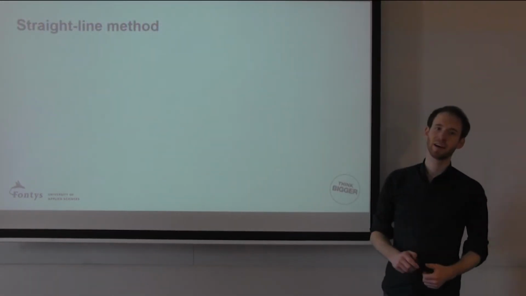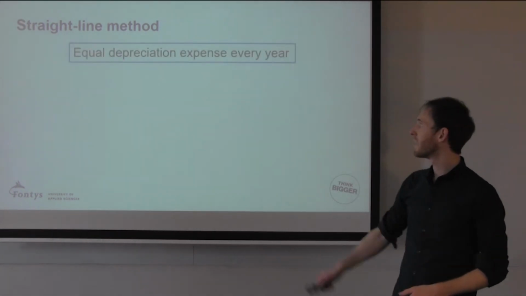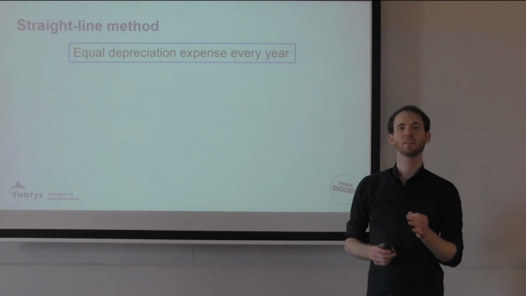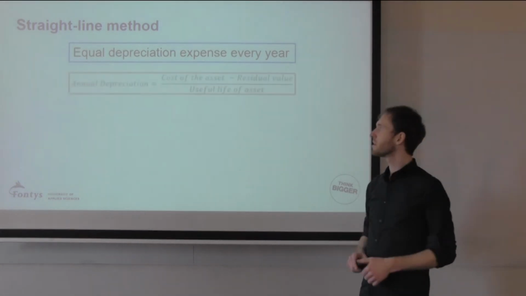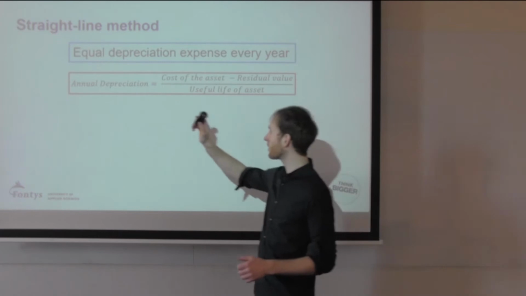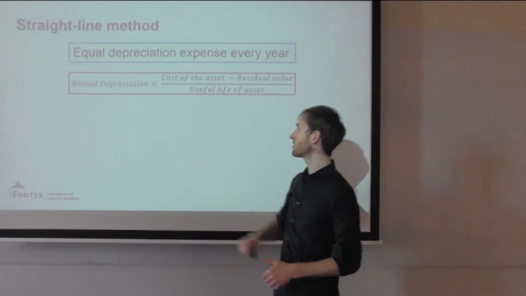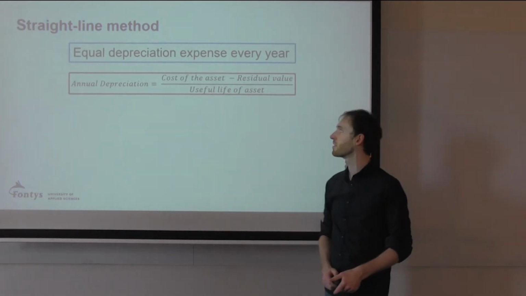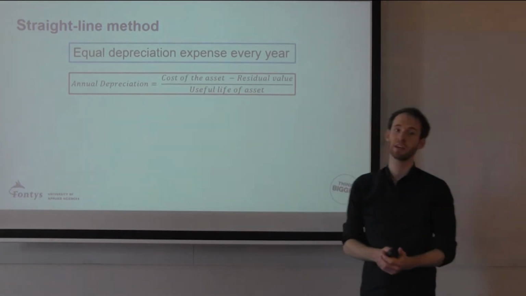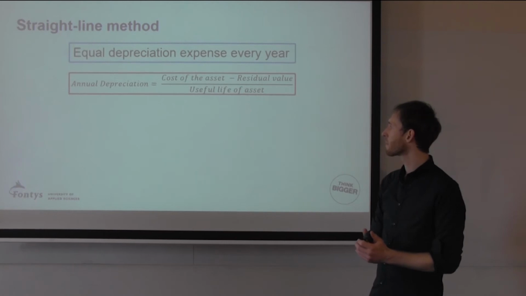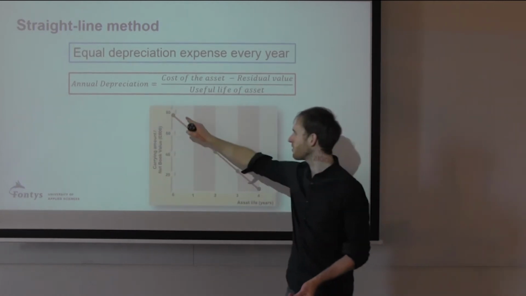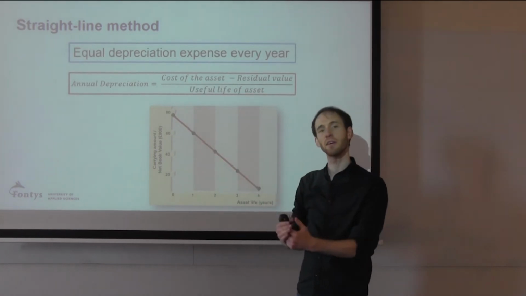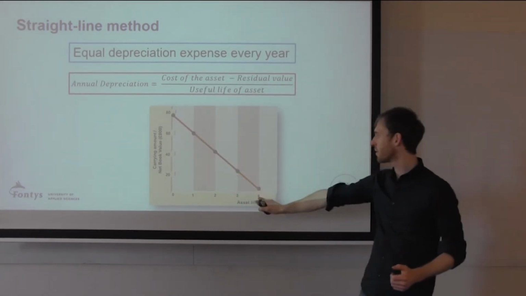So let's start with the straight line method. This is the easier one. It means that you have an equal depreciation expense every single year. So basically the calculation we have to do is we take the cost of the asset, we subtract the residual value and divide the whole thing by the useful life. So it's a very easy calculation actually. And it looks like this, that every year the net book value, so the value of the asset, is going down by the same amount.